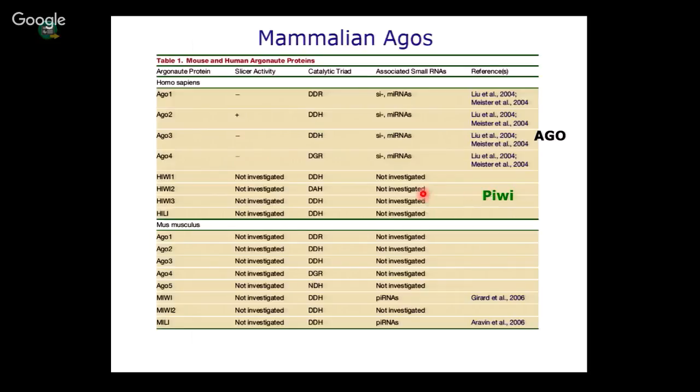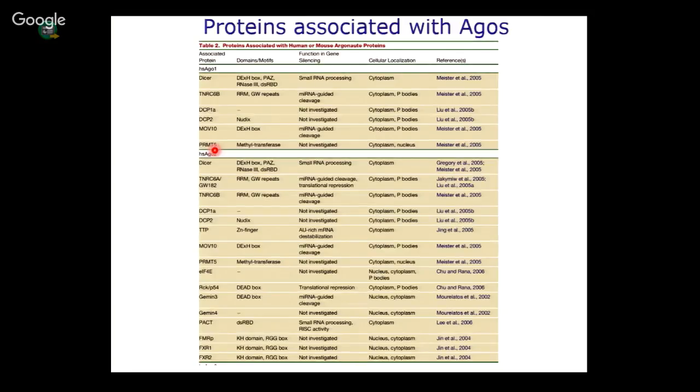So like I said, in human we have AGO1, 2, 3, 4, and the PIWI proteins we have HIWI1, HIWI2, HIWI3, and HILI. For AGO1, 2, 3, 4, only AGO2 contains the catalytic activity. AGO1, 3, and 4 can associate with microRNA. However, the expression level is relatively low, and they don't induce the RNAi activity, they cannot cut the target even if it is perfectly matched.